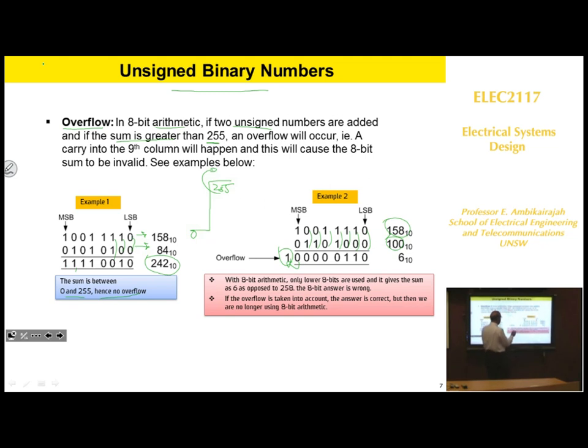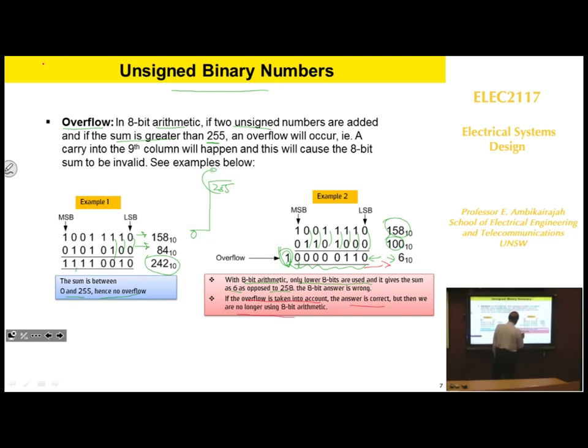With 8-bit arithmetic, only the lower 8 bits are used. We only take the lower 8 bits because it's 8-bit arithmetic, and then the sum is 6. If you work it out, this is 6 instead of 258. So in 8-bit arithmetic, the answer is wrong. What do we need to do? We have to consider the 9th bit. If you convert with the 9th bit, this becomes 258. So if overflow is taken into account, the answer is correct.